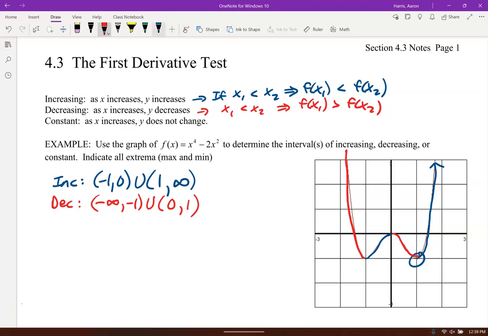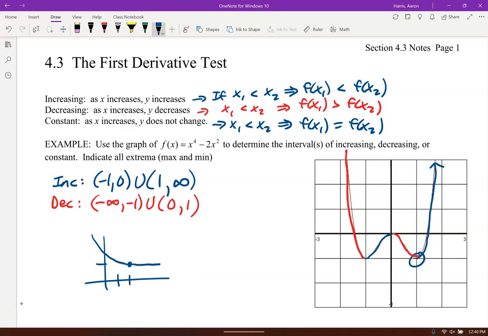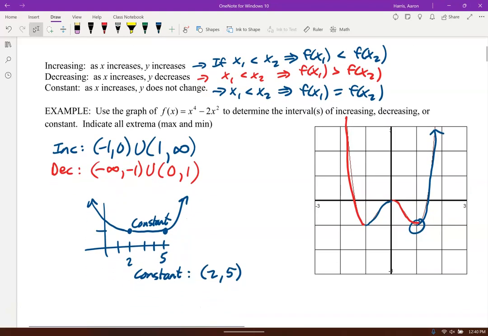Now this graph doesn't show any place where you're just constant, but let me give you that definition. If x1 is less than x2, f of x1 would be equal to f of x2. So for example, let's say you had a graph that decreased until 2, and then it went flat until 5, and then it increased again, right? This is the part where it would be constant. So in this case, it's constant from 2 to 5, right? So that's an example of an interval in which it's constant.